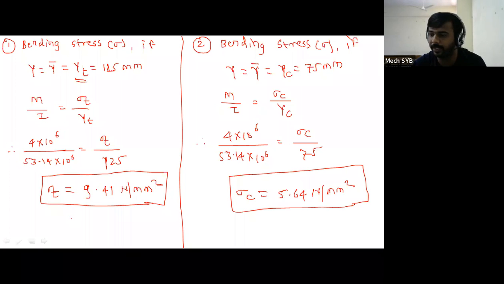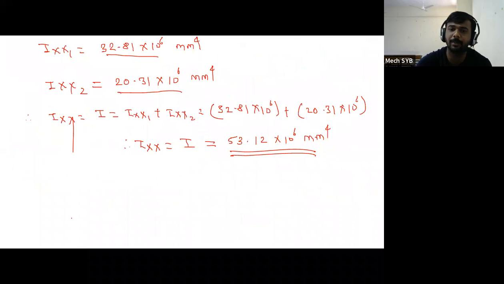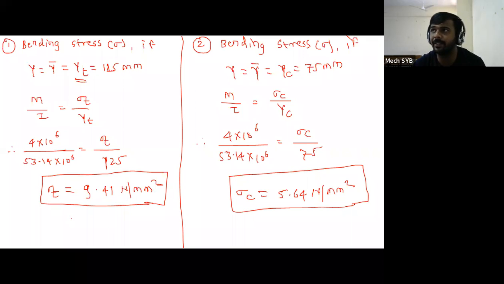So these are the stresses, but in the statement they have not asked what the maximum bending stress is. They have only asked to find the stresses at extreme fiber, and there are two stresses in the form of sigma t and sigma c, and both are maximum at the extreme fiber. That means sigma t is maximum at the bottom fiber and sigma c is maximum at the top fiber. So this is the calculation.